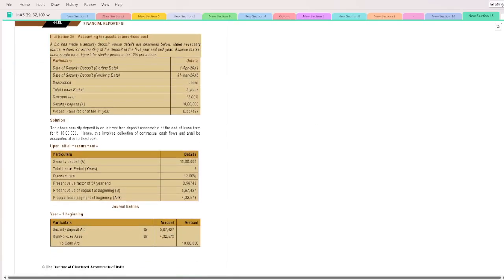Okay, accounting for the assets at the amortized cost. A Limited has made a security deposit whose details are described below. So this is like your off market transaction, correct? Make necessary journal entries for the accounting of the deposit in the first year and the last year. Assume the market interest rate for the deposit for a similar period to be 12%.